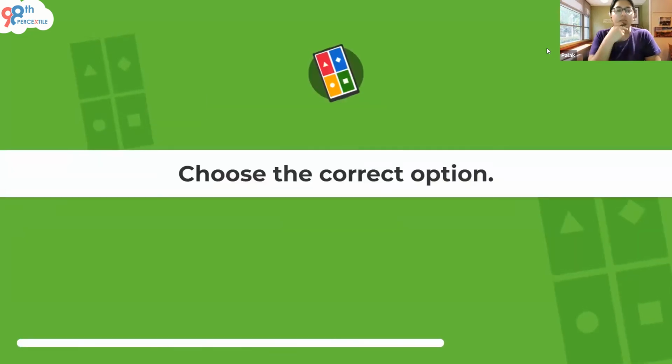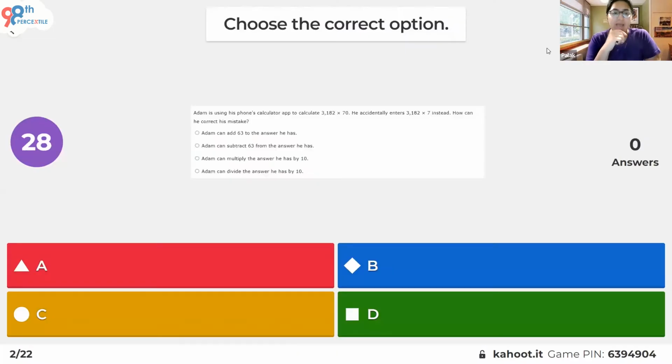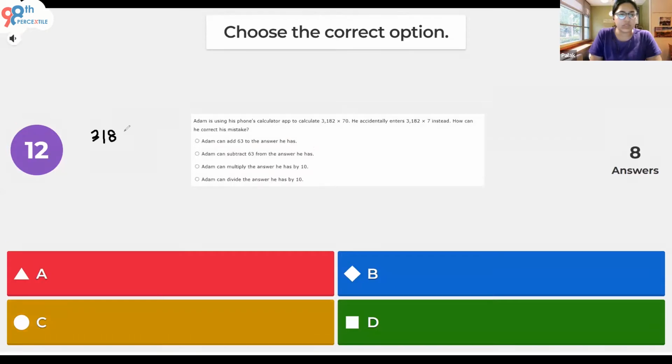Here again, we need to choose the correct option. So Adam is using his phone's calculator app to calculate 3182 multiplied with 70. He accidentally enters 3182 times 7. How can he correct his mistake? So this was what he was supposed to enter, and this is what he entered. How can he identify and rectify his mistake?